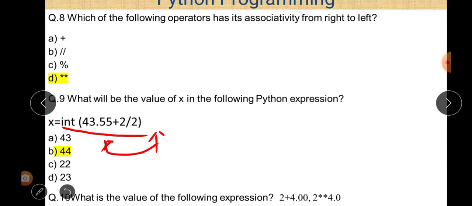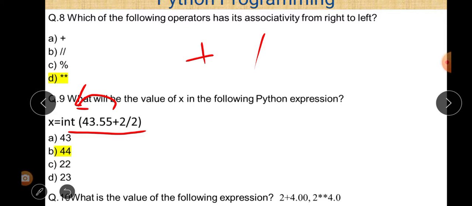Now let us check it. What is the answer? You can see on the screen that the question is x, there is an assignment operator, and the value assigned is 43.55 plus 2 slash 2, and then there is a type conversion into int, and whatever we get is our answer. Plus and slash, two operators are there. Obviously the division operator has higher priority as compared to plus. So first of all, 2 slash 2 will be evaluated.